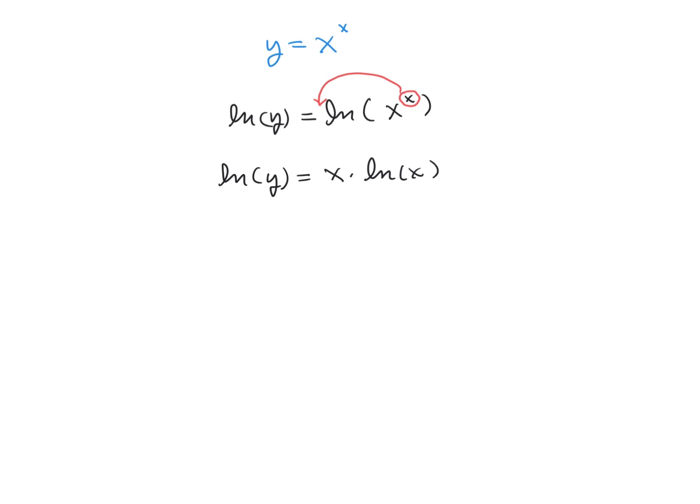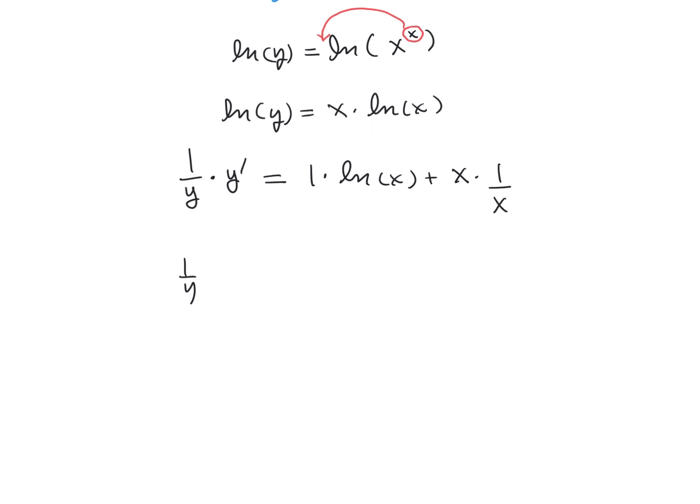Remember that y is a function of x, so when we find the derivative, we have to obey the chain rule. The derivative of natural log is normally just 1 over x, so this is going to be 1 over y times the derivative of the inside, which is y prime. On the other side of this, we have to use the product rule because we have the product of two functions of x. So the derivative of the first, it's 1 times the second plus the first times the derivative of the second, which again is 1 over x. This simplifies down to 1 over y times y prime is equal to the natural log of x plus 1.